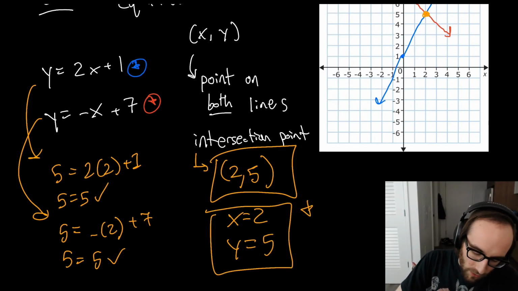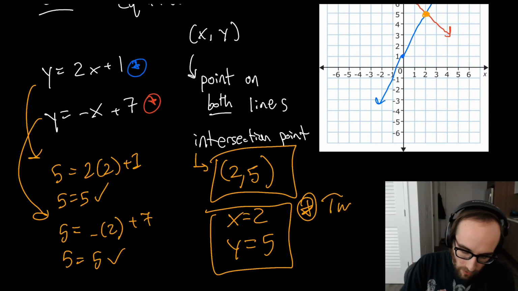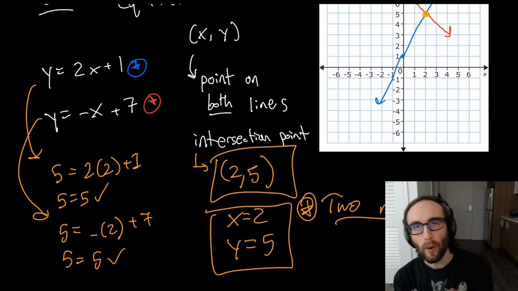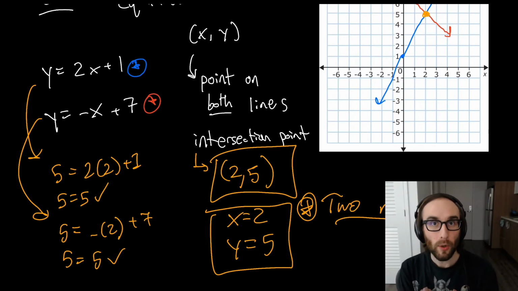When we write our solutions to systems of equations, it's really important that we write two numbers. In the past, when we solve equations, sometimes we'll only write x equals, solving for x. For systems of equations, we need two numbers. We need a point, an x value and a y value.